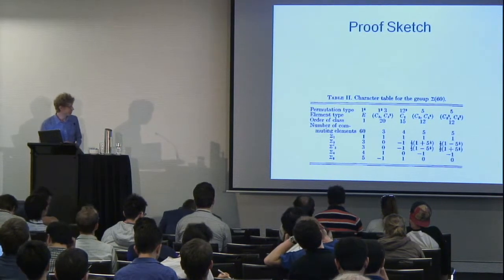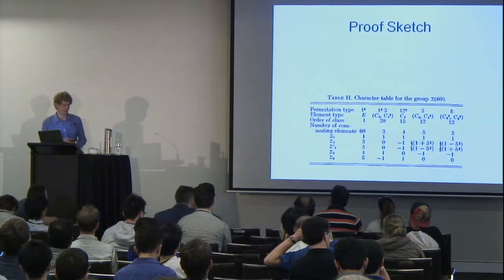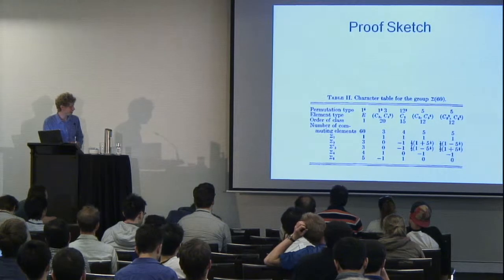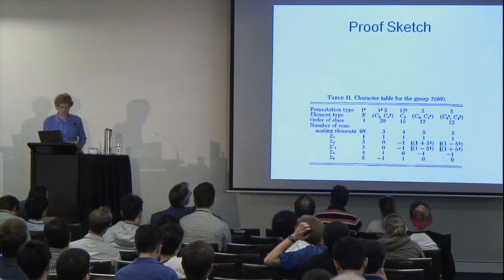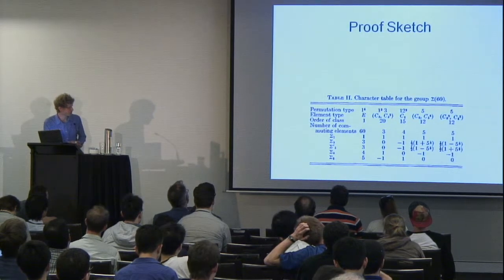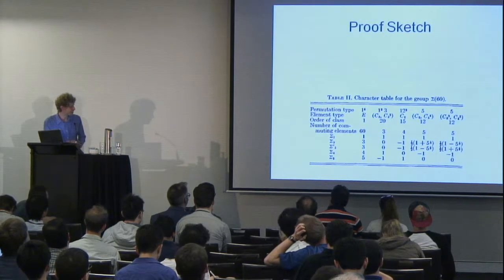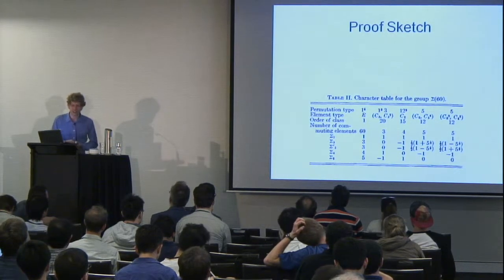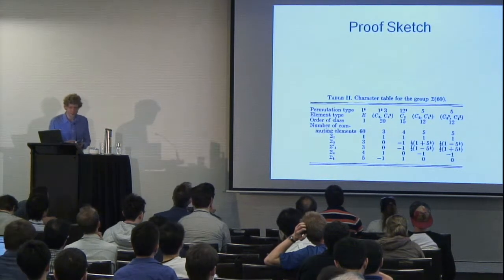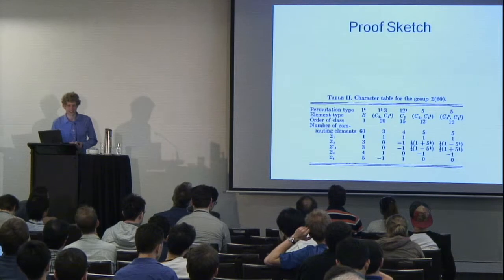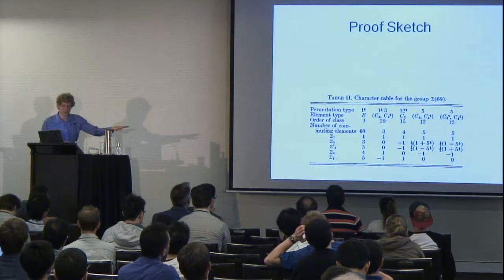So a character table describes all possible irreducible representations of a group. The rows of the character table list the different irreducible representations of the group, and the columns of the character table list the conjugacy classes of the group. And a nice theorem in representation theory of finite groups is that the number of irreducible representations is always equal to the number of conjugacy classes. So in other words, the character table of any finite group is always square.